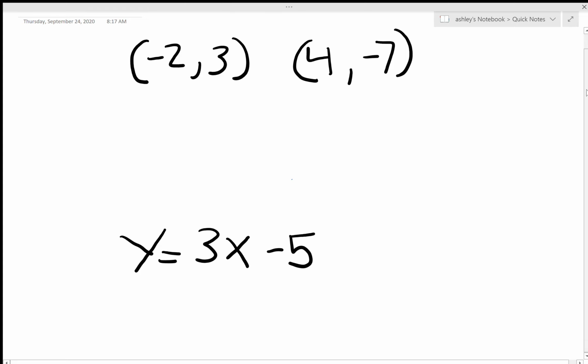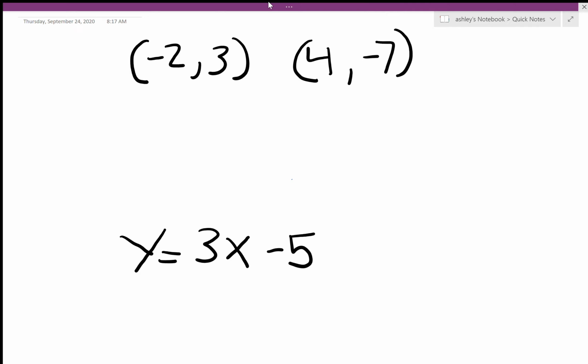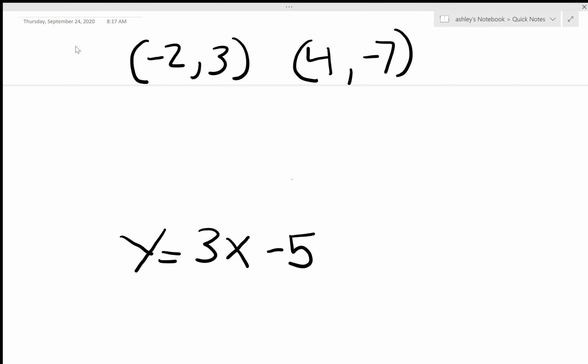So I wanted to start class off today by reviewing a couple topics just to kind of get this all fresh in our head, and hopefully everything's going well. So the first thing I want to review is finding slope from 2 points.